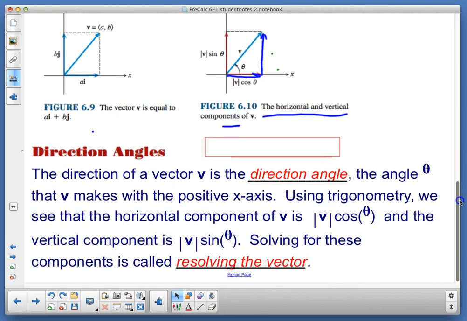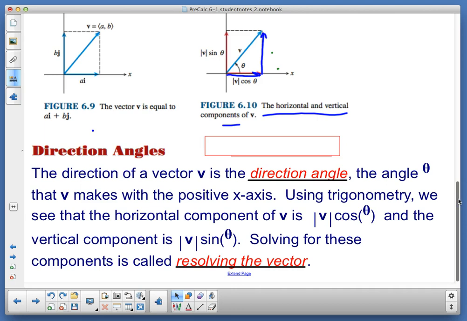The direction of vector v is the direction angle, the angle theta that v makes with the positive x-axis. Using trigonometry, we see the horizontal component of v is, remember, the magnitude times the cosine of theta, and the vertical component is the magnitude times the sine of theta. Well, if I look at this, isn't that opposite over hypotenuse? Whatever my y value was, I go opposite over hypotenuse. Isn't opposite over hypotenuse sine?